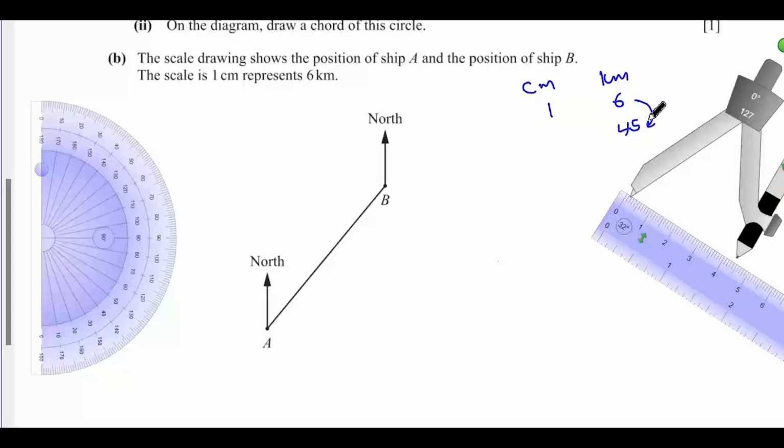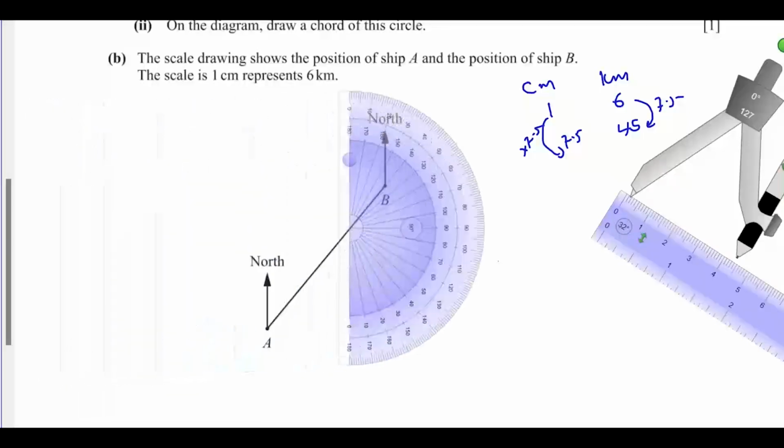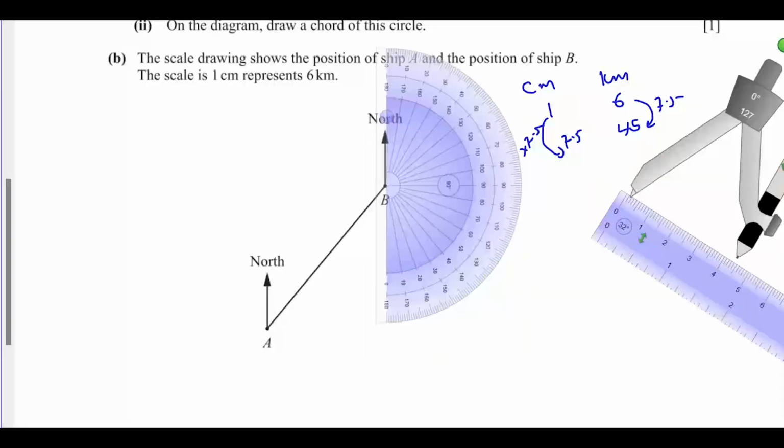So 45 divided by 6 will be 7.5. So if you multiply this by 7.5, 7.5 times 1 will give you 7.5. So that means the length of distance BC is 7.5. So you need to measure the angle by using a protractor. So we put the center here, then we measure out 124. So 124 will be somewhere around here.